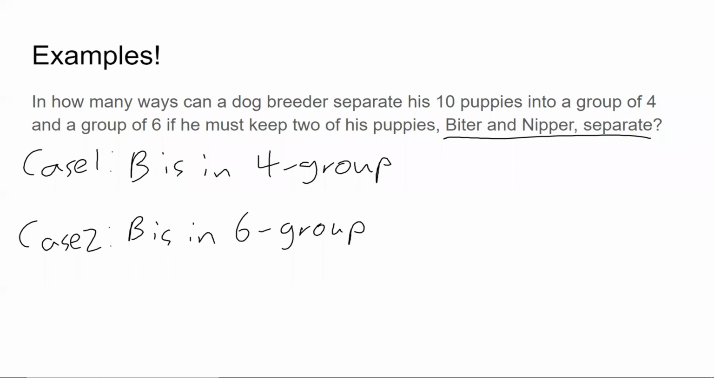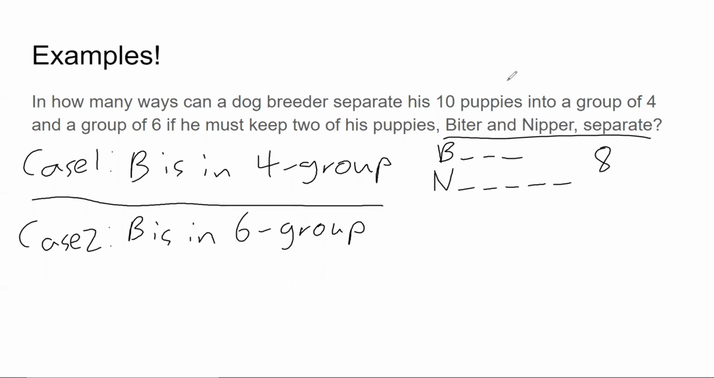So for case 1, if Biter is in the 4 group, then that means Nipper has to be in the group with 6. So besides Biter, there are 3 other places you could put dogs. And besides Nipper, there are 5 places that you could put dogs. So now you have 8 pups left, and you have to put them either here or here. Can you guys figure it out from here?